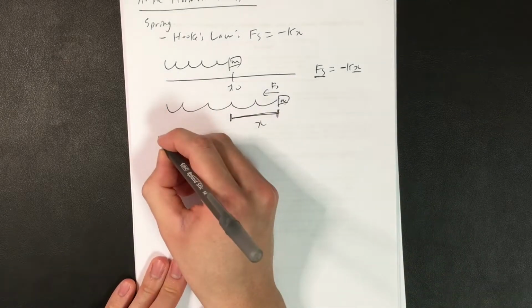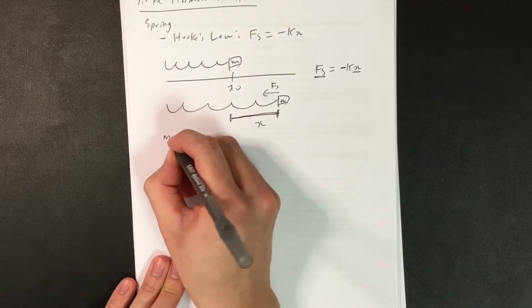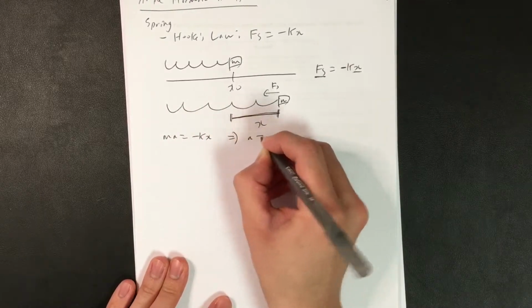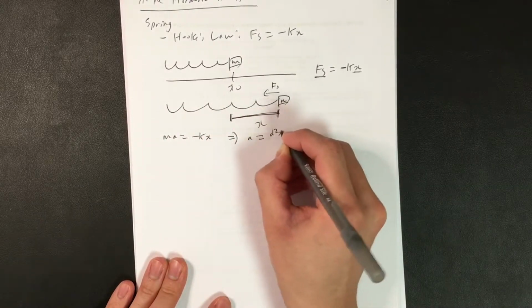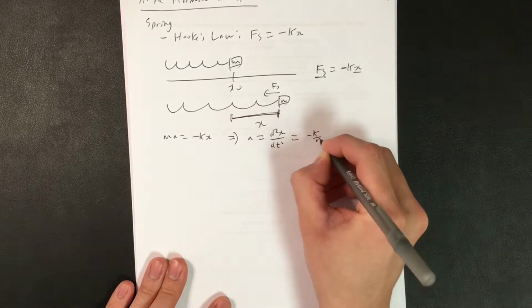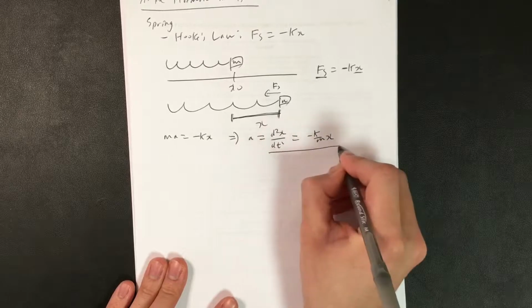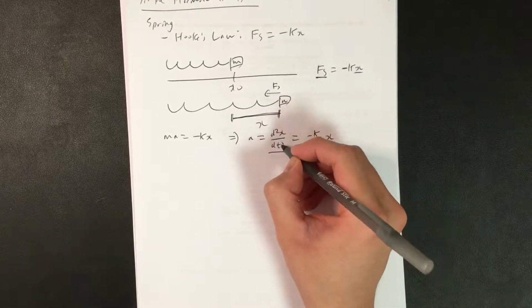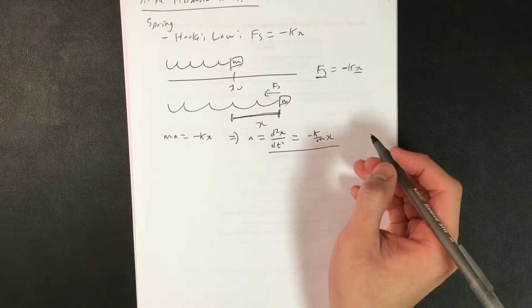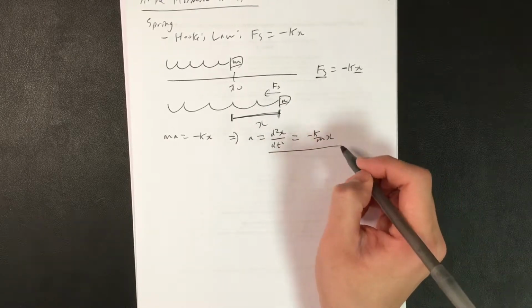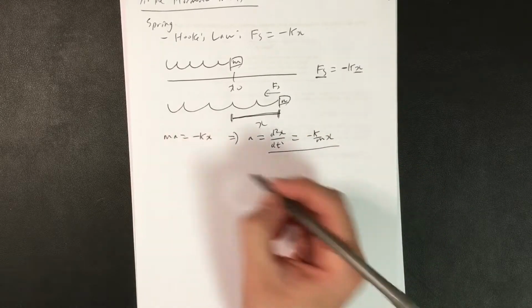From Newton's law, force equals ma, therefore ma equals negative kx. Solving for a, the acceleration, which is d2x over dt squared, equals negative k over m times x. Note that this is a second order differential equation, because it involves the second time derivative of x. Since there is no formal method of solving this kind of equation, we're going to guess a solution.